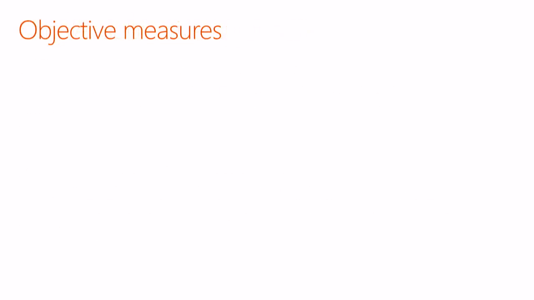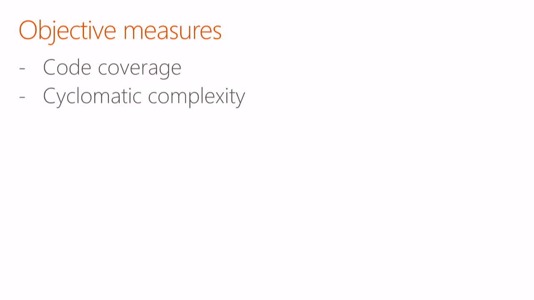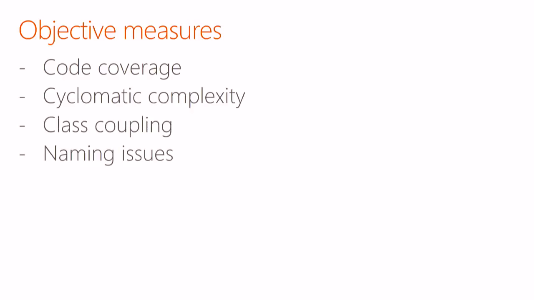All right, objective measures. Something else. This is where you take things like code analyzers and look at code coverage, cyclomatic complexity, class coupling, naming issues. Oh, naming issues. Anyone got the customer class?